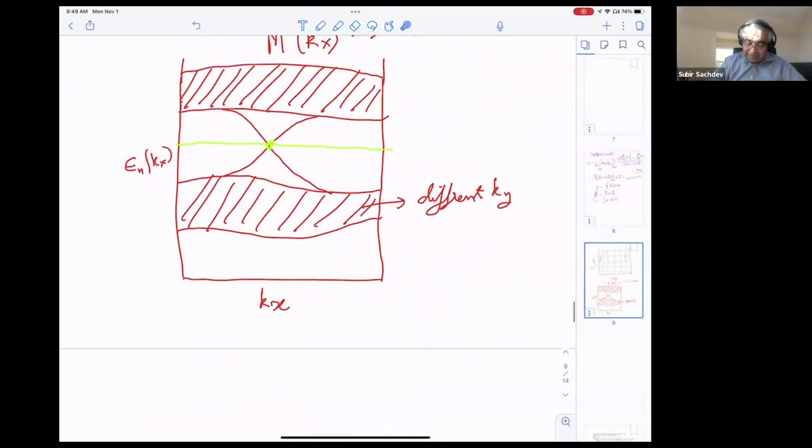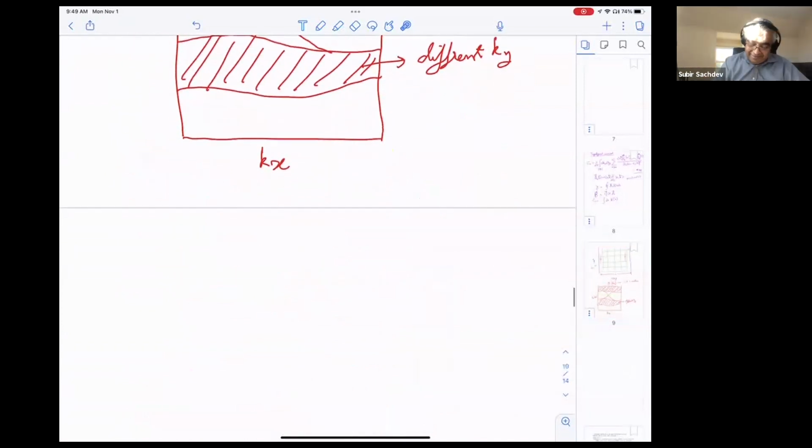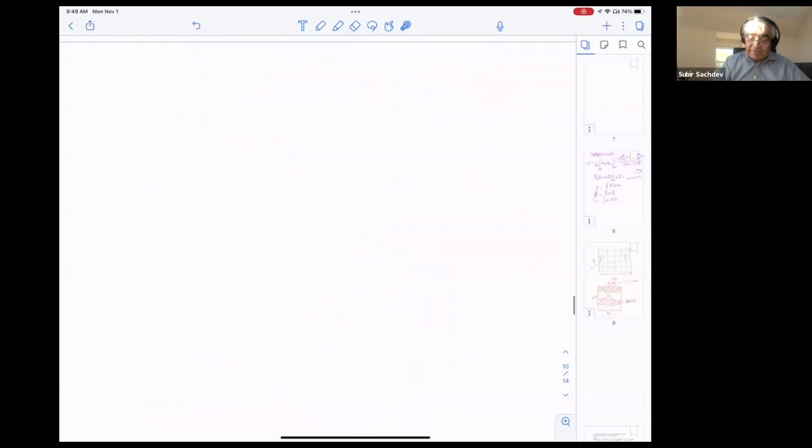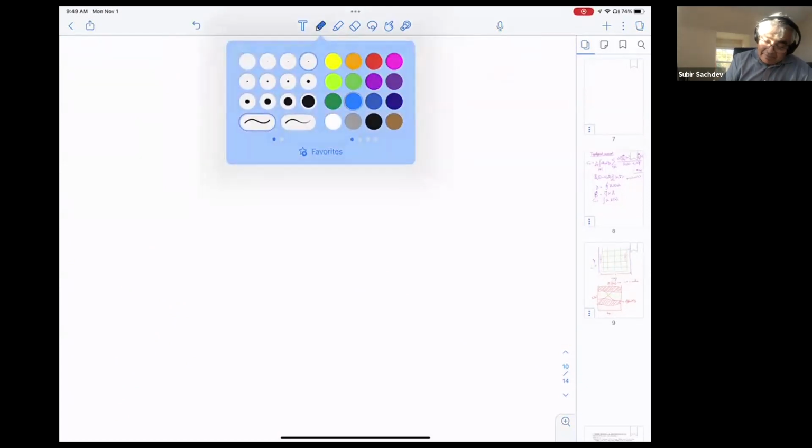So it's always good to get your hands dirty and do this calculation. All right. So what is the low energy theory of these states? So they're one-dimensional states. They only disperse in one direction. But let me first recall.